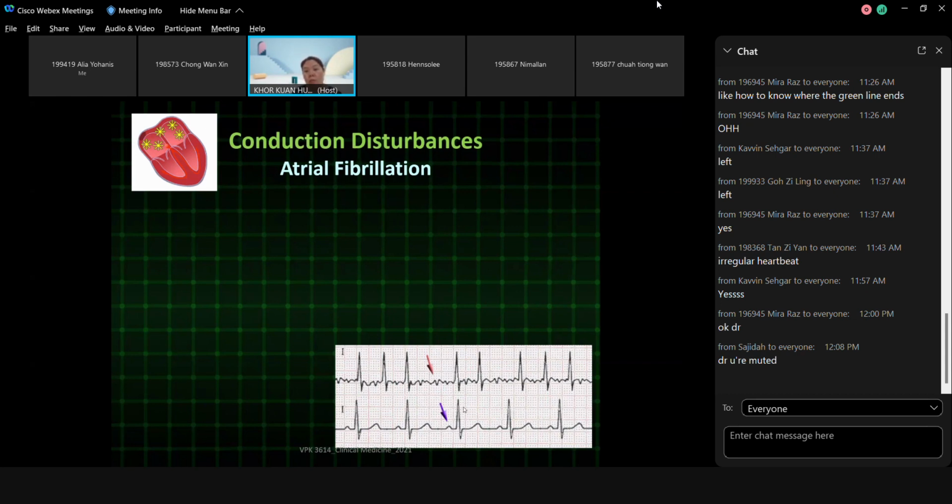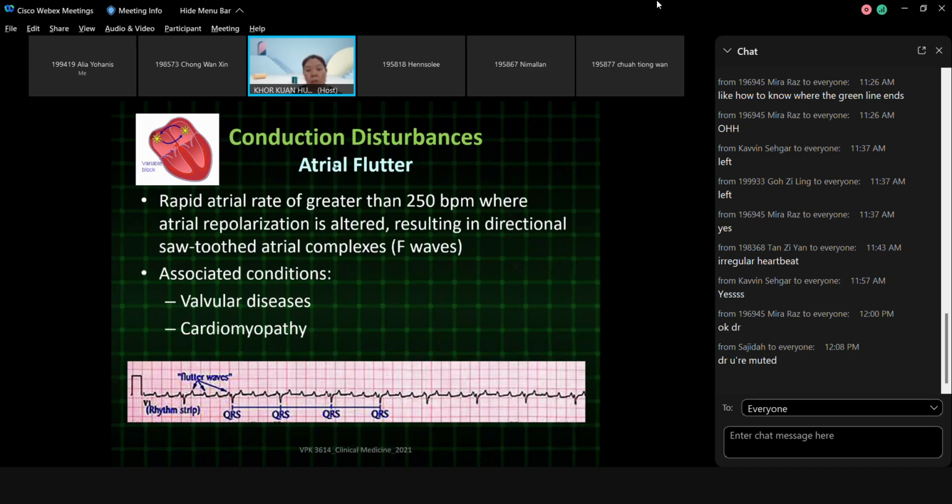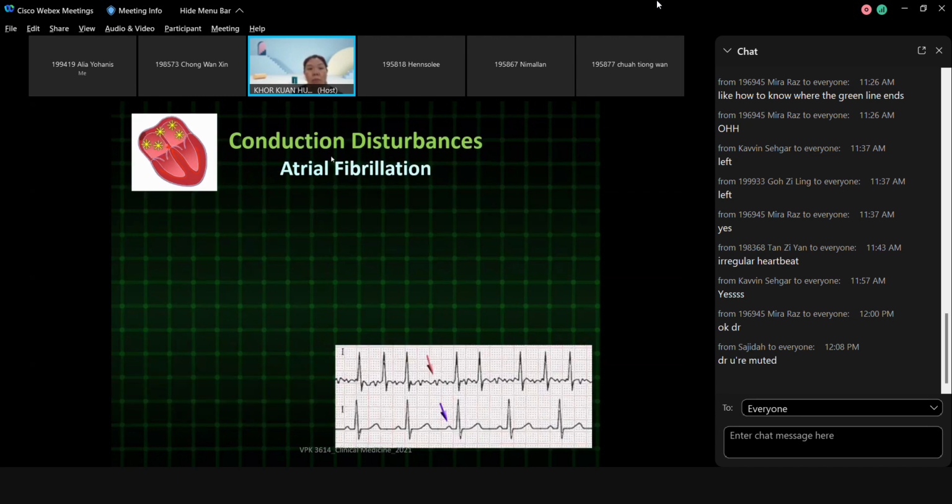Atrial fibrillation tends to be all over the place. Just now, this atrial flutter, they got a pattern. They are quite regular ones. Okay, they just want to talk. Atrial fibrillation, they talk too much. Everybody wants to talk. Okay?